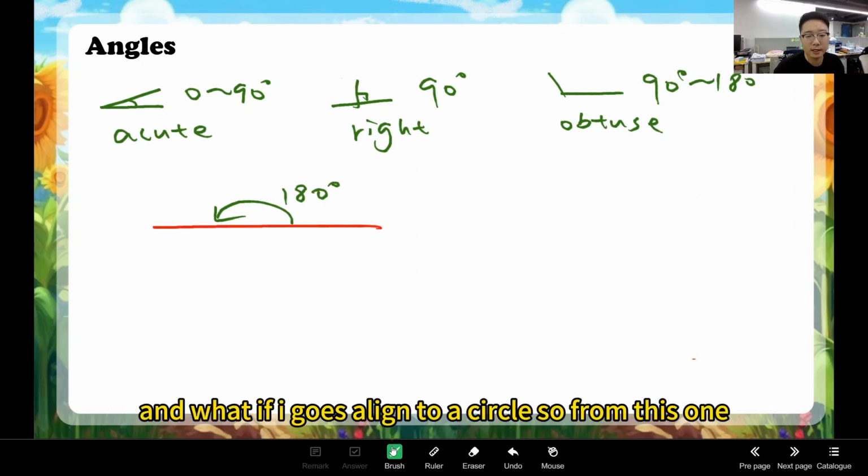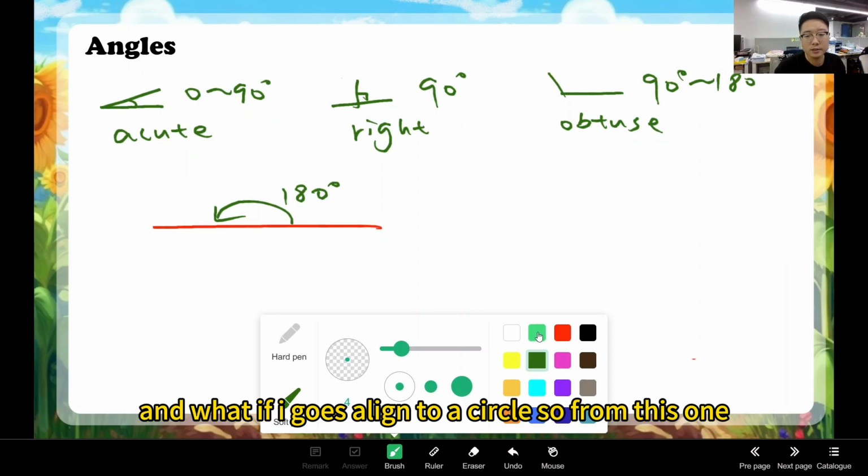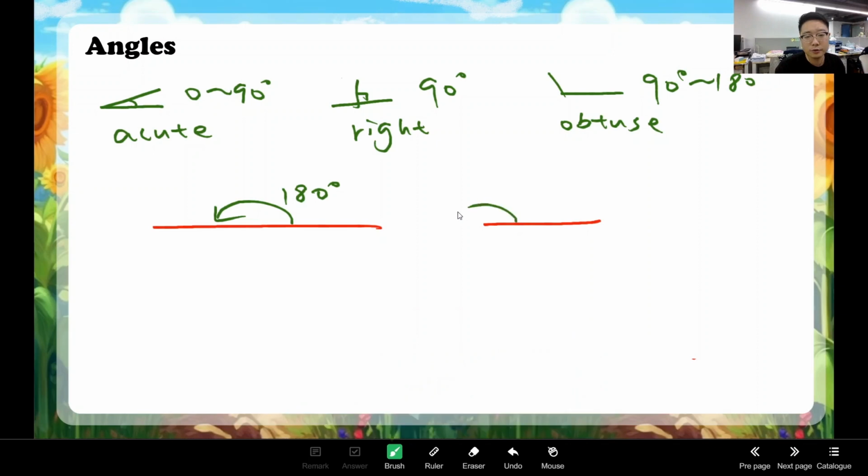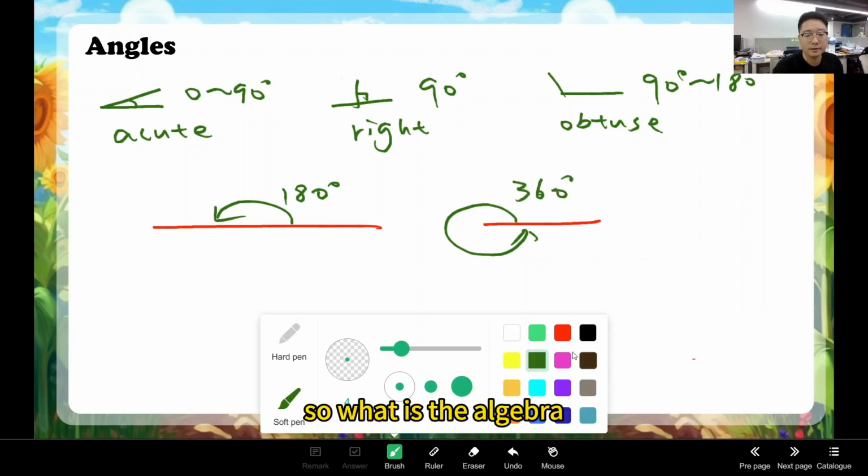And what if I go a line around to a circle? So from this one, I go from 0 to this one. What is the angle here? This one will be 180 multiplied by 2, which is 360 degrees. Okay, so what is the algebra in the geometry?